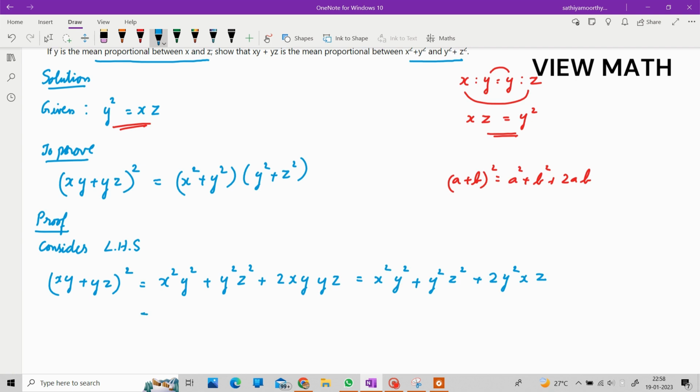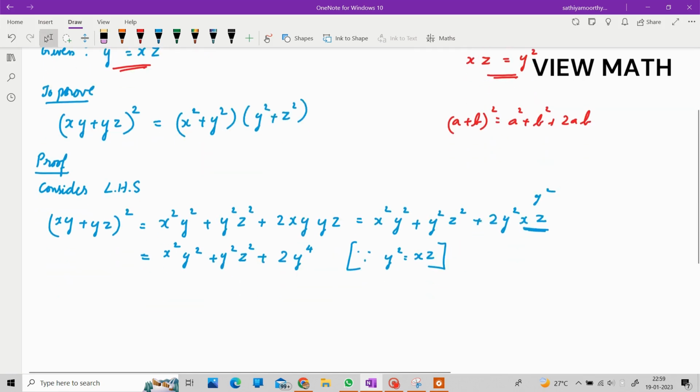So this is equal to, we know that xz is equal to y square. So I'm going to substitute xz as y square: x square y square plus y square z square plus 2y square into y square, so it becomes y power 4, since y square is equal to xz. So now let me keep this as it is.